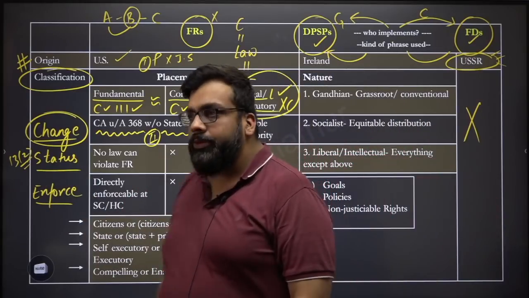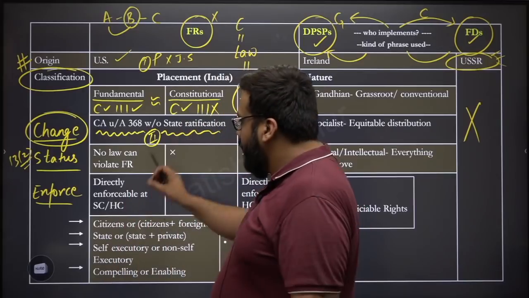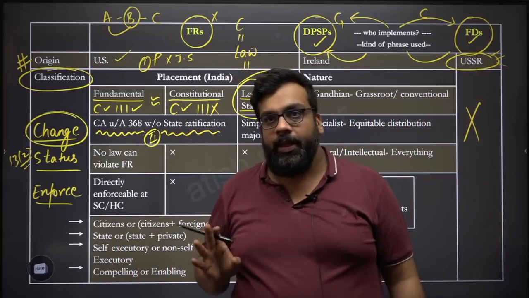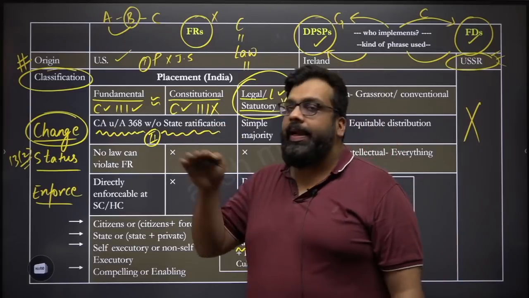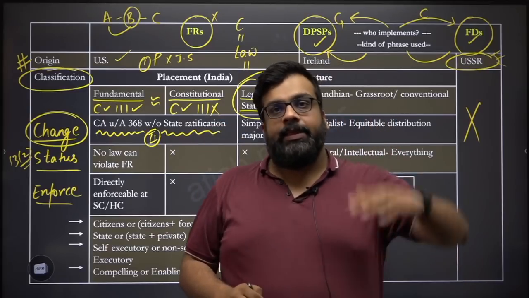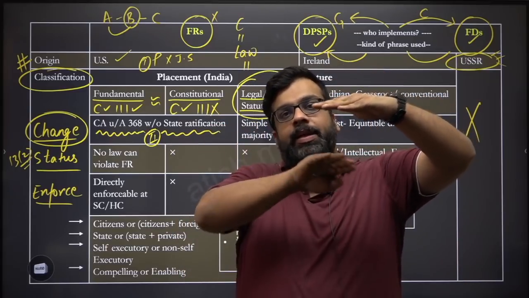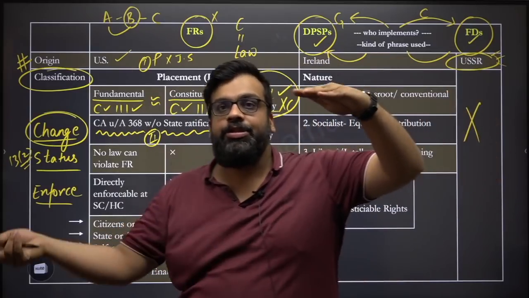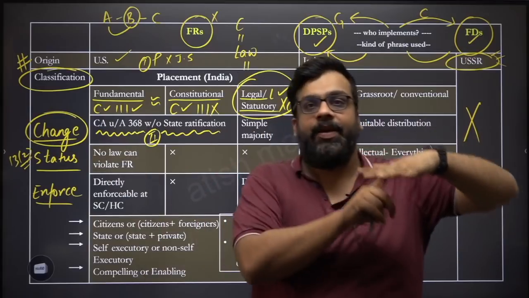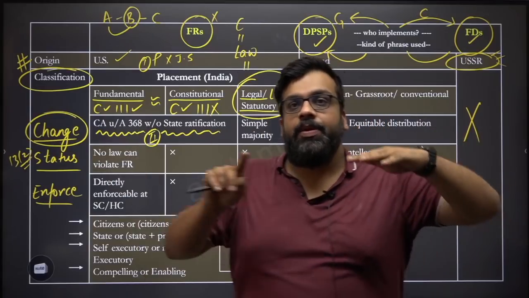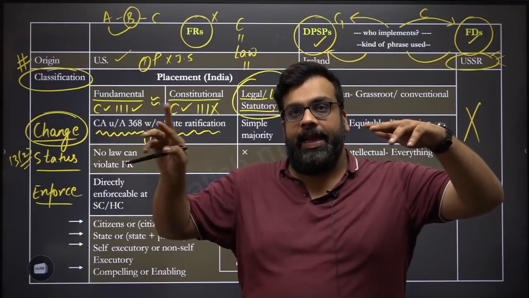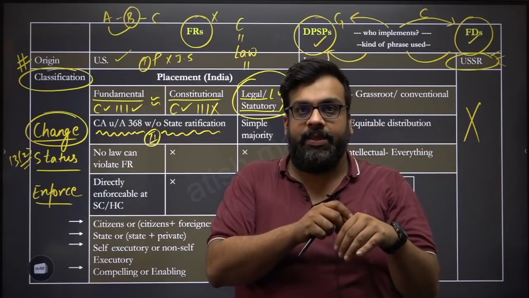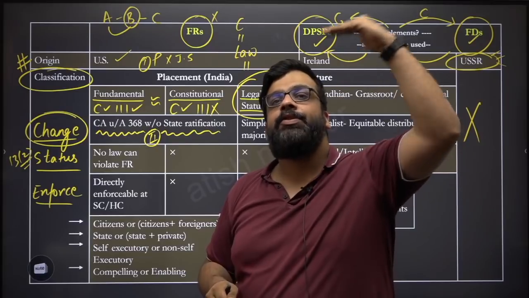Article 13 Clause 2 very simply says, no law can violate a fundamental right. It's that simple. If no law can violate a fundamental right, then fundamental rights are superior to everything else. You can't even change the constitution in such a way that it violates a fundamental right. You can't even make any law at any parliament or at any legislature which violates a fundamental right. So fundamental rights are therefore supreme.